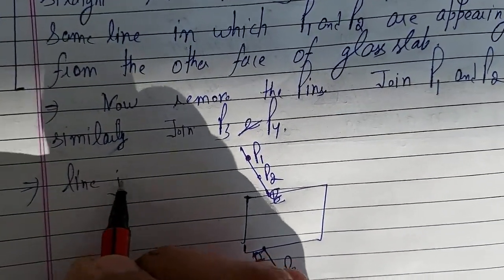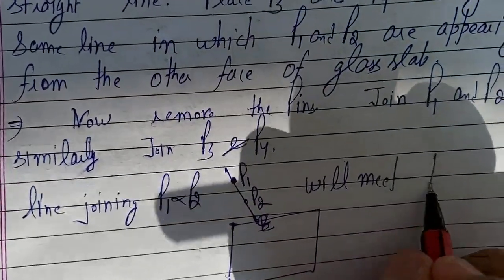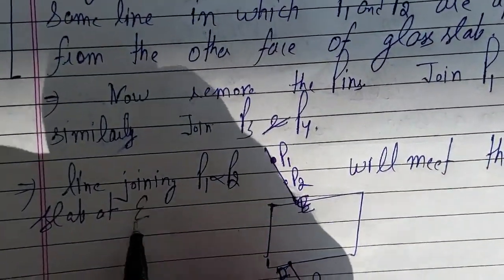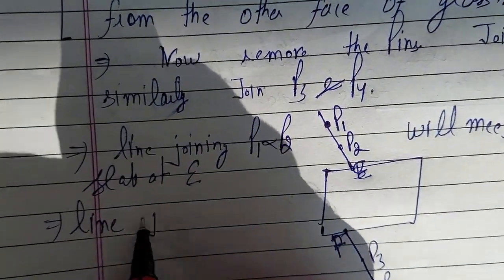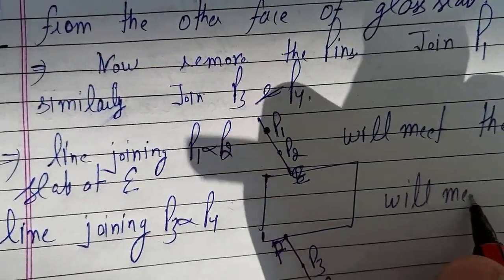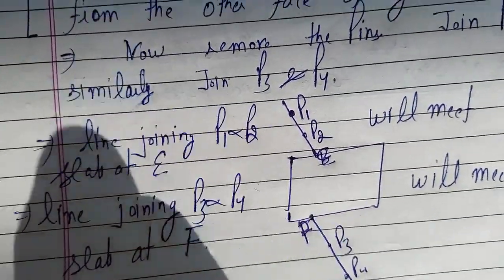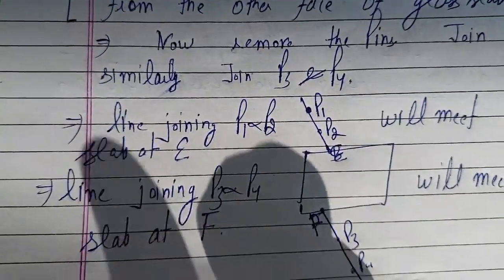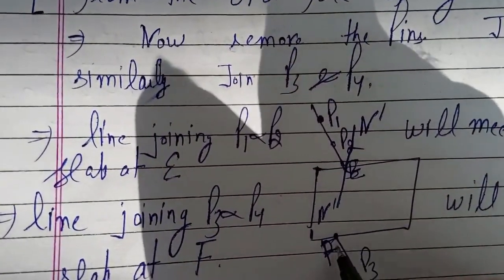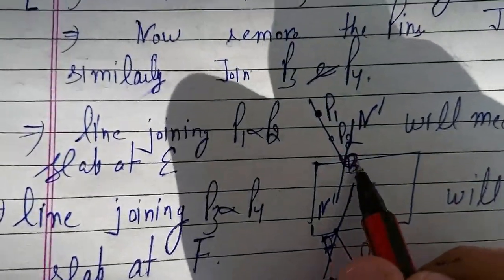So the line joining P1 and P2 will meet the face of the slab at E, and the line joining P3 and P4 will meet the face of the slab at F. Okay, it is meeting at F, it is meeting at E. Draw a normal NN dash at point E, and draw a normal MM dash at point F.